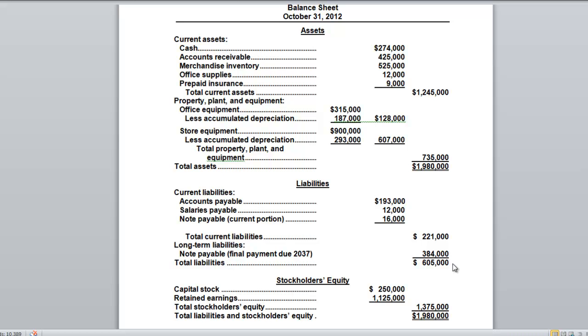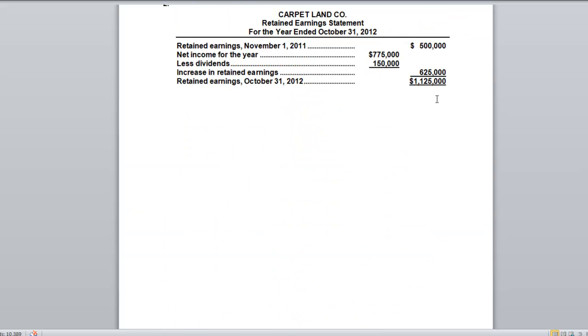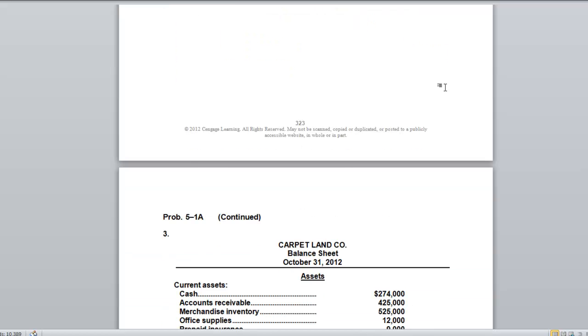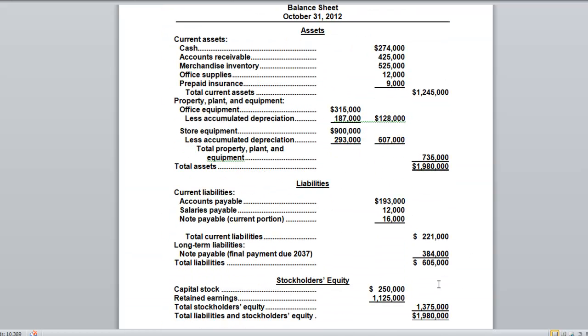The next step, of course, is to calculate the total equity. The $250,000 in capital stock was given to us, and the retained earnings of $1,125,000, right? We calculated that right up here on the statement of retained earnings. Okay, so if we add those two together, our total equity is $1,375,000. If we add that to our total liabilities, we're looking at total liabilities and stockholders' equity of $1,980,000, which is equal to our total assets.